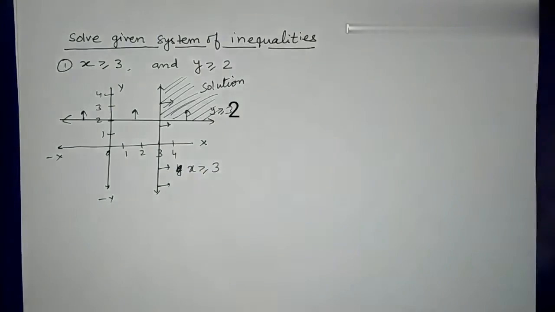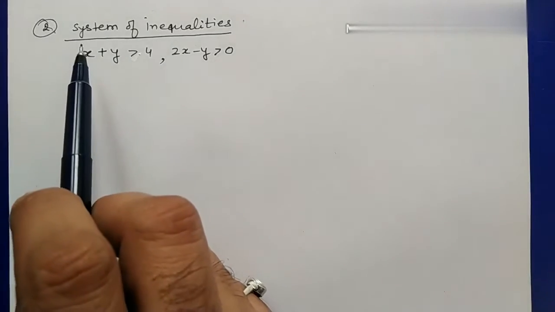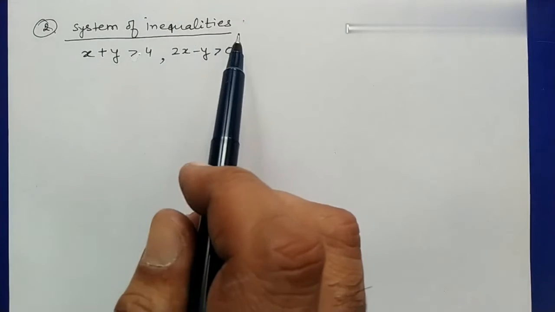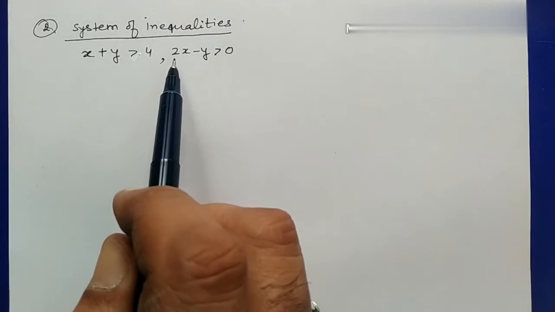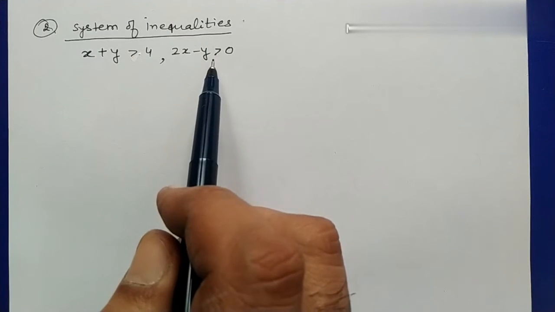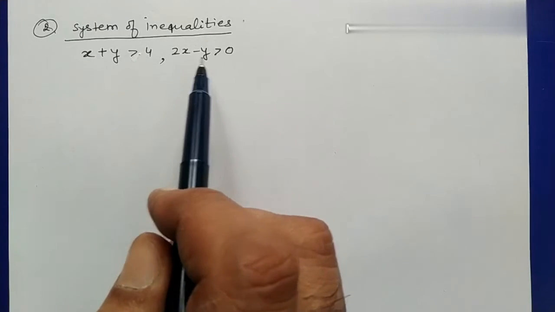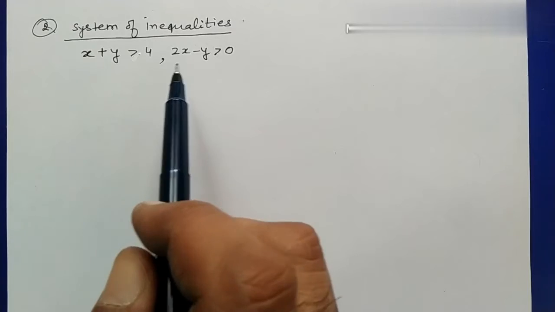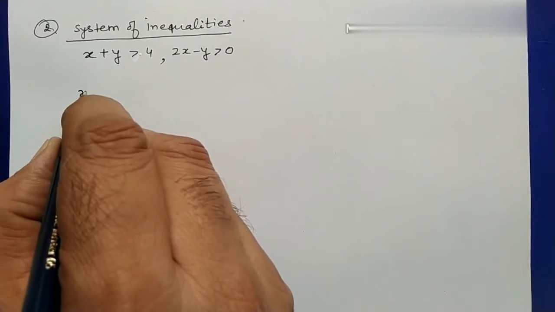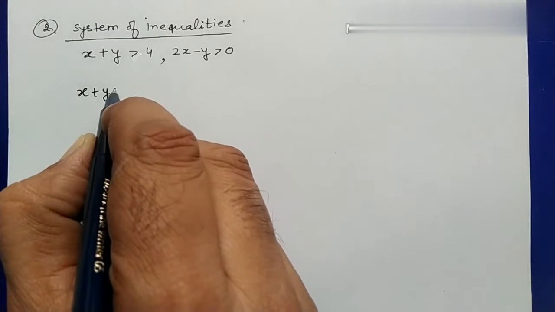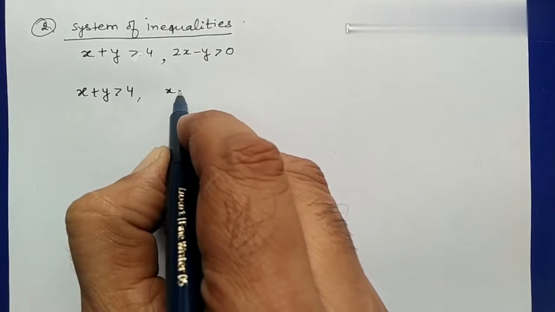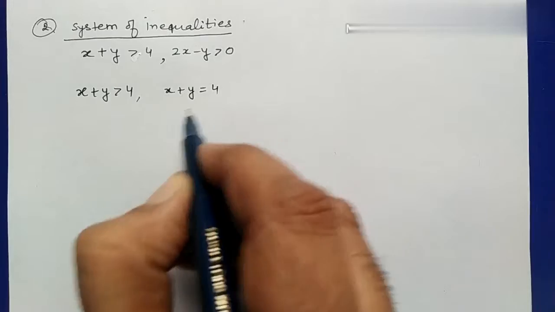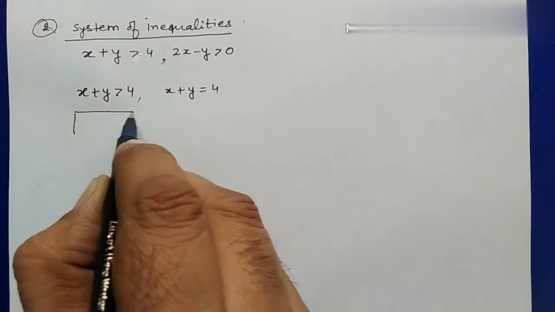All of you understand this? We have to solve the system of inequalities. The first inequality is x plus y greater than 4. The second is 2x minus y greater than 0. Look here, first of all we take the first inequality x plus y greater than 4, and we write it as an equation, x plus y equal to 4. So first of all we find the points.